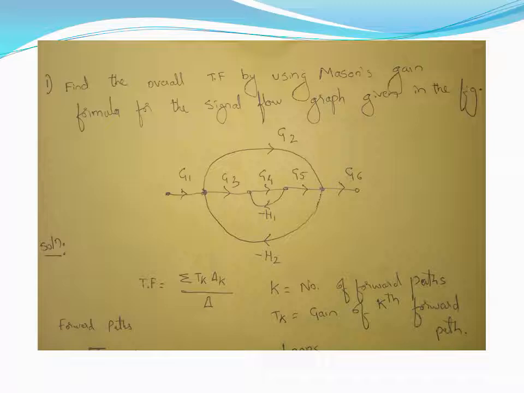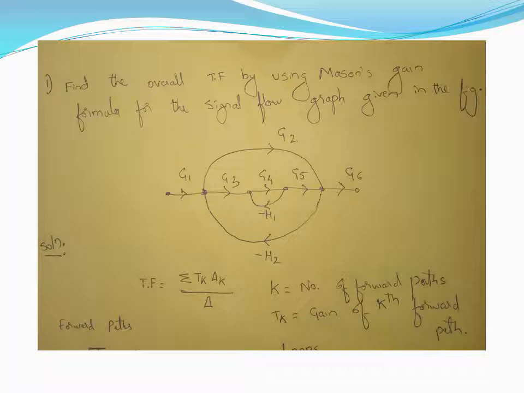We have a third loop which starts at the second node, goes directly to the fifth node and comes back to the second node. Here it is given as G2 into minus H2, so it becomes minus G2 H2. So we have three loops, and we have to check how many non-touching loops are there.